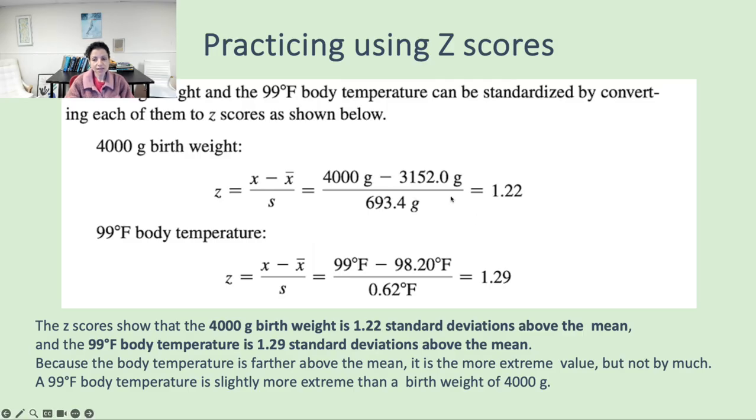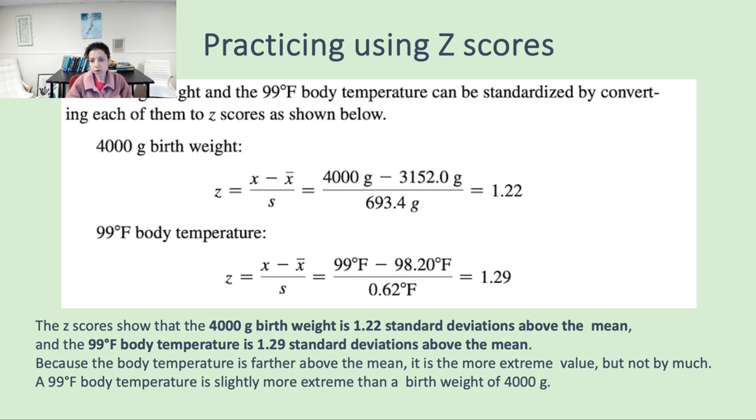So this tells us that the z-score for the birth weight is less than the z-score of the body temperature. The birth weight is 1.22 standard deviations above the mean, and the 99 degrees Fahrenheit body temperature is 1.29 standard deviations above the mean. We know they're above the mean because they're positive numbers. So we can tell that the body temperature is a little more extreme than birth weight. It's not huge, but it's a little bit more outside of the norm than the birth weight.